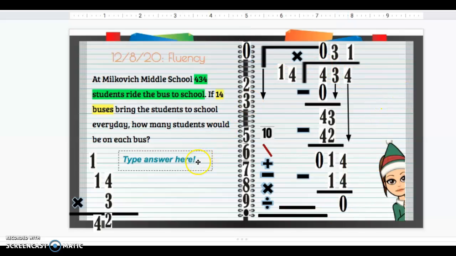So how many students are on each bus? You would say 31 students. And that's fluency for today.